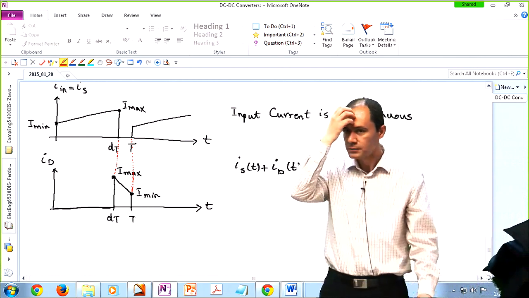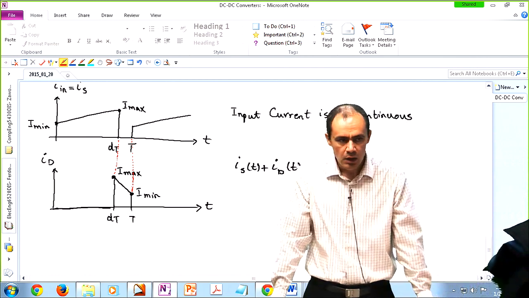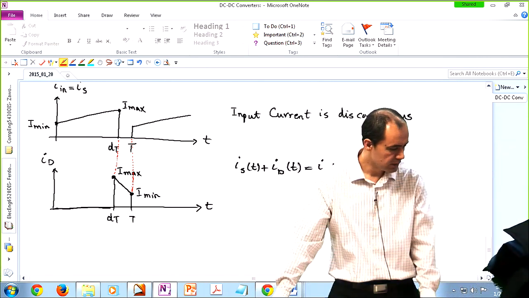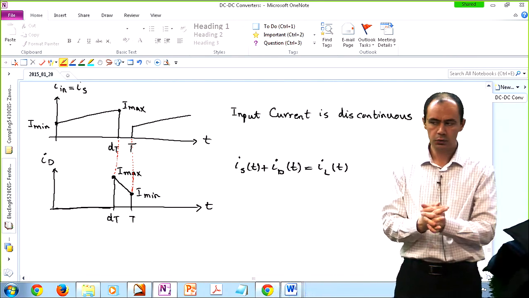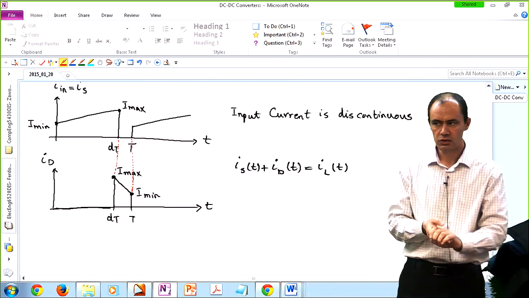Any questions? Okay, I think I'm going to stop here now, and next time we are going to look at the boost topology. Do we have any questions?